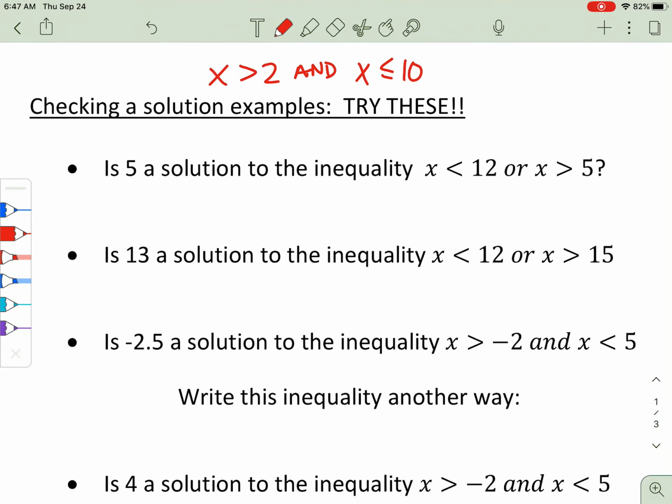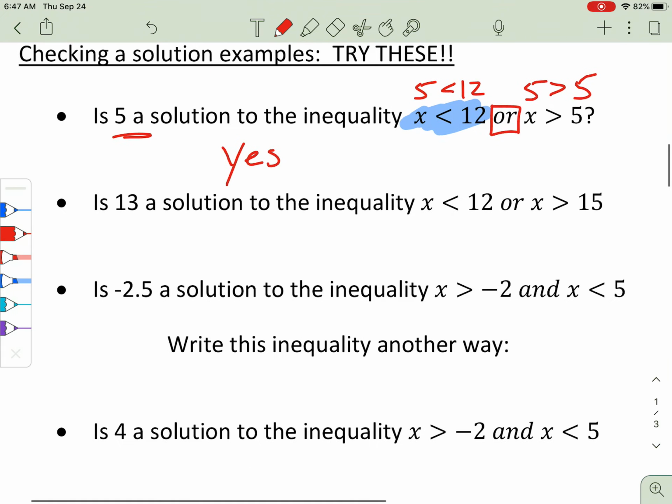So the first one: is 5 a solution to the inequality x is less than 12 or x is greater than 5? Remember, 5 is not greater than 5, but 5 is less than 12, and since it's an OR statement, yes, because it satisfies this one. In an OR statement, only one needs to be true.